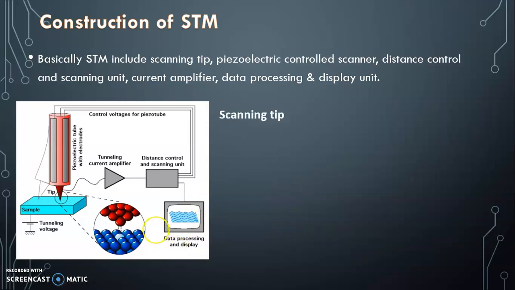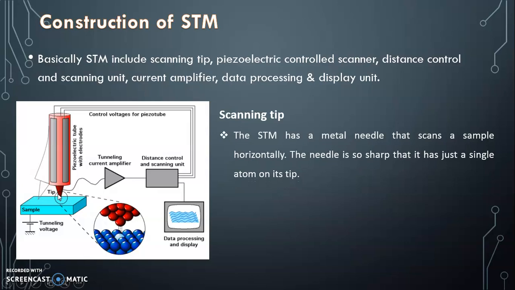First we'll see about this scanning tip. The STM has a metal needle that scans a sample horizontally. Horizontally it scans. The needle is so sharp that it can have just a single atom on its tip. So that means it is very fine. So we can observe just a single atom on a tip, and that tip can easily move along this surface.